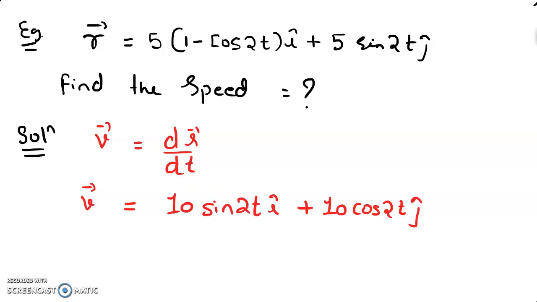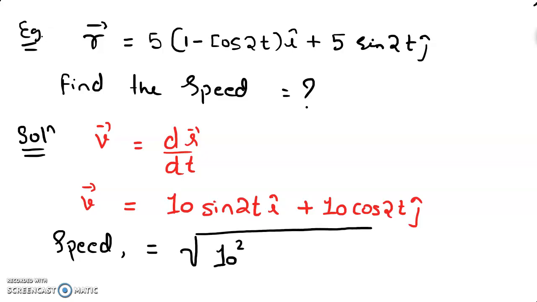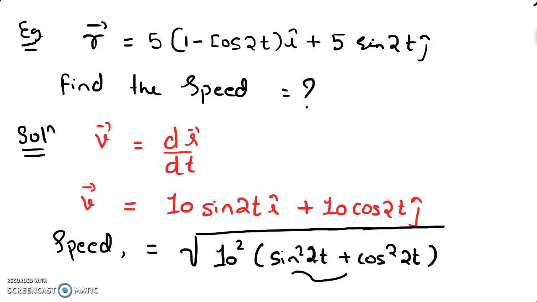Now if I want to know the speed, speed is nothing but the magnitude of the velocity. And what is the magnitude of this velocity? It is 10 square, can you see that I can take the 10 square common, sin square 2t plus cos square 2t. What is sin square plus cos square? It is 1, basic trigonometry. So the answer is actually 10 square, the root of 10 square is 10. So speed is 10.